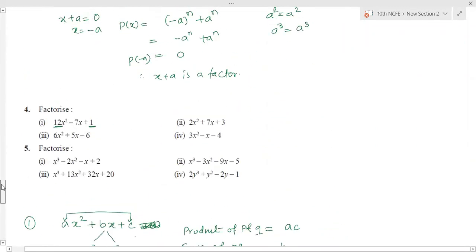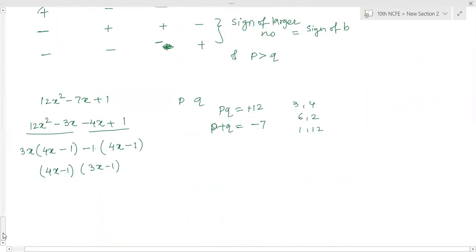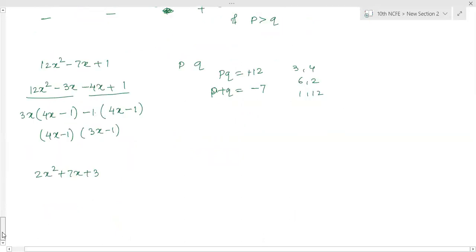2x square plus 7x plus 3. Now what is the product needed? 6. Product is equal to 6. Sum is equal to 7. So what are the two numbers? 6 and 1.